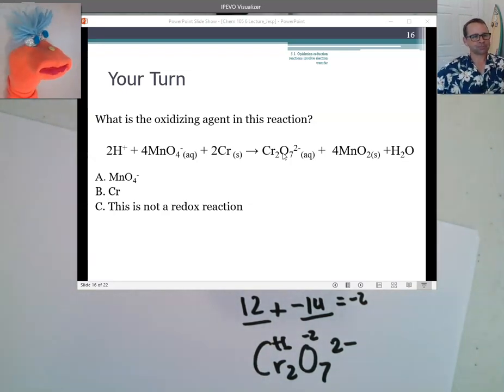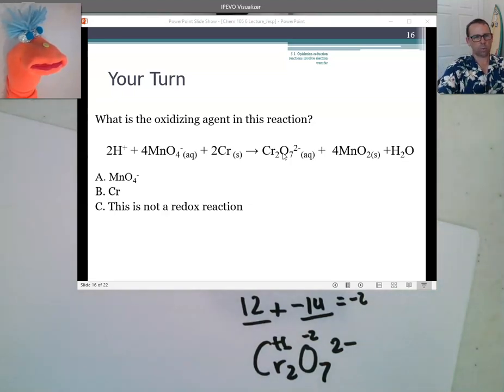Very good. So what does that mean? Was chromium oxidized or reduced? Chromium was oxidized. Very good. Chromium was oxidized. It went from what to what? 0 to +6. Very good.